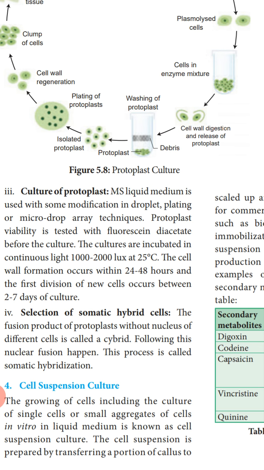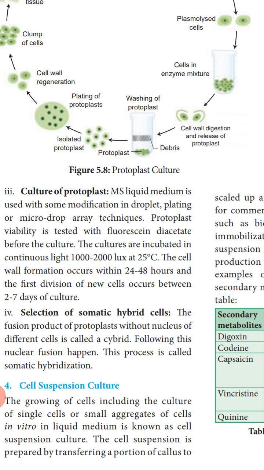The cell wall formation occurs within 24 to 48 hours. As we know, now there is no protoplast present there. So after the incubation, within 24 to 48 hours, the cell wall formation will take place, and the first division of the new cell occurs within 2 to 7 days of culture. So here next we are transferring this isolated protoplast or the fused protoplast to the suitable culture medium, where first it will regenerate the cell wall. After the regeneration of the cell wall, the cell will undergo its division within 2 to 7 days of culture.